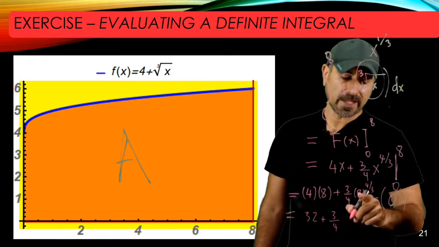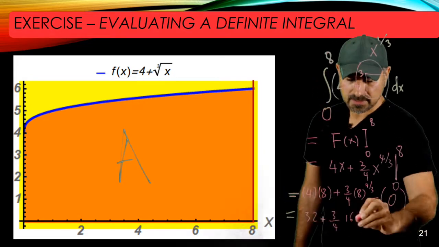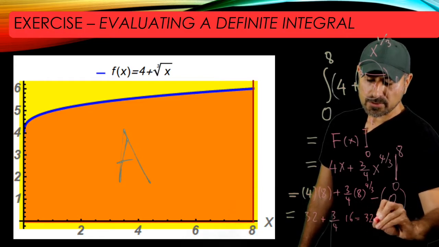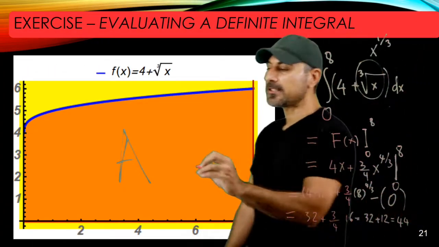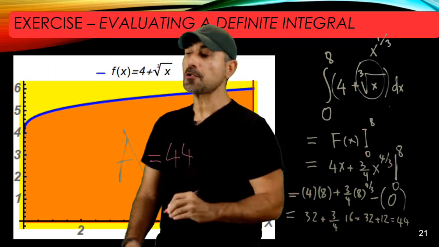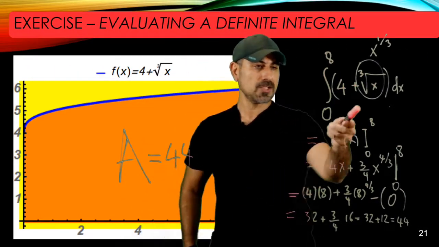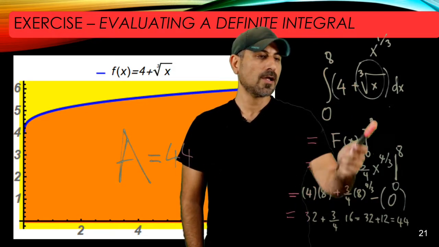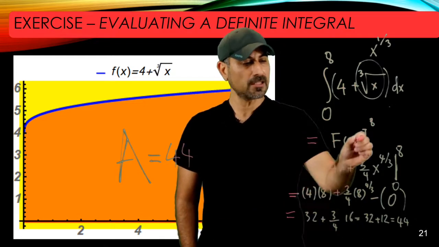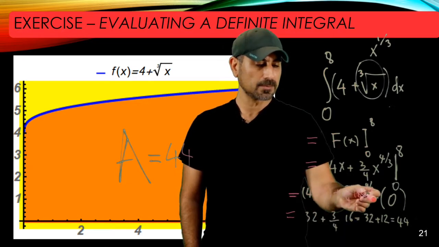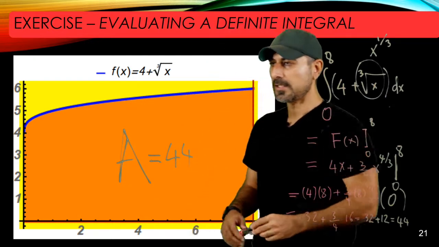The cubic root of 8 to the 4 is 16. So this adds up to 32 plus 12, which is 44. So 44 is the area between the blue curve and the x-axis. And here what we did is we used the fundamental theorem of calculus so that once we have the antiderivative, capital F, we evaluated it at the upper limit and subtracted F evaluated at the lower limit, and then we got 44, which is essentially the area of the orange region.